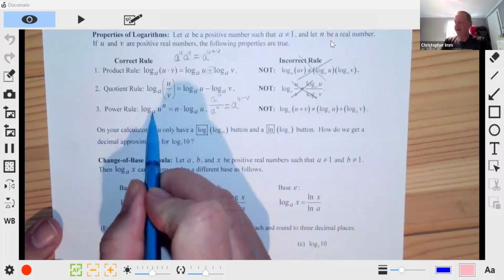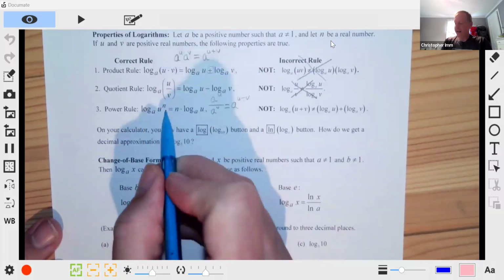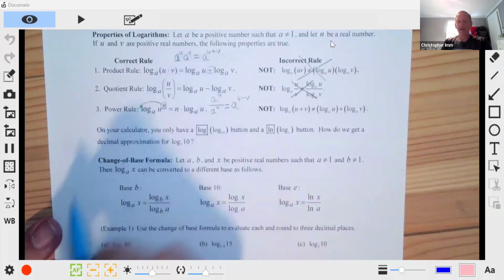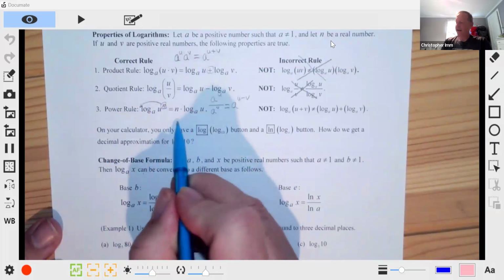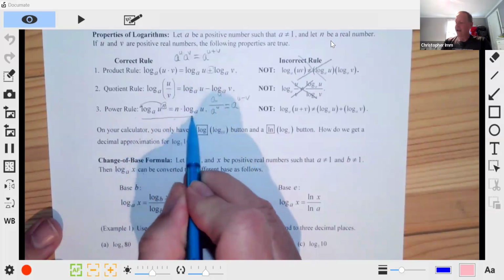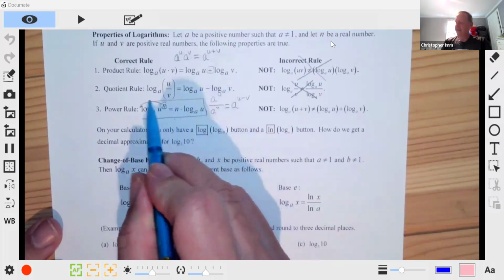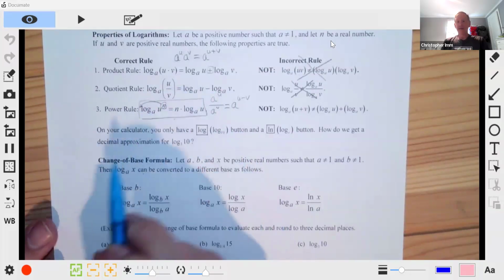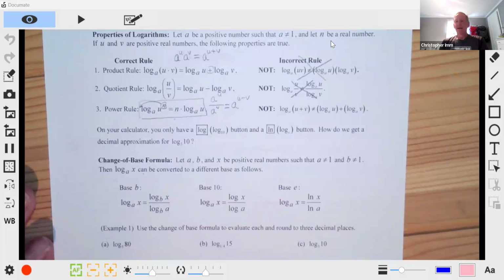Finally, we have this really nice rule that will help us compute logs with powers. So if I have log base a of u to the n, I can use this power rule to get that n out front as a multiplier. So log base a of u to the n is equal to n times log base a of u. And you can do this forward or backward.